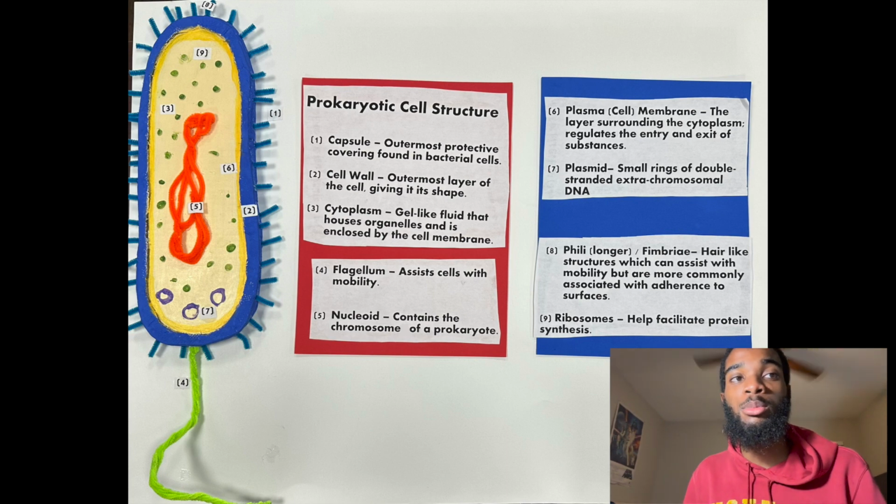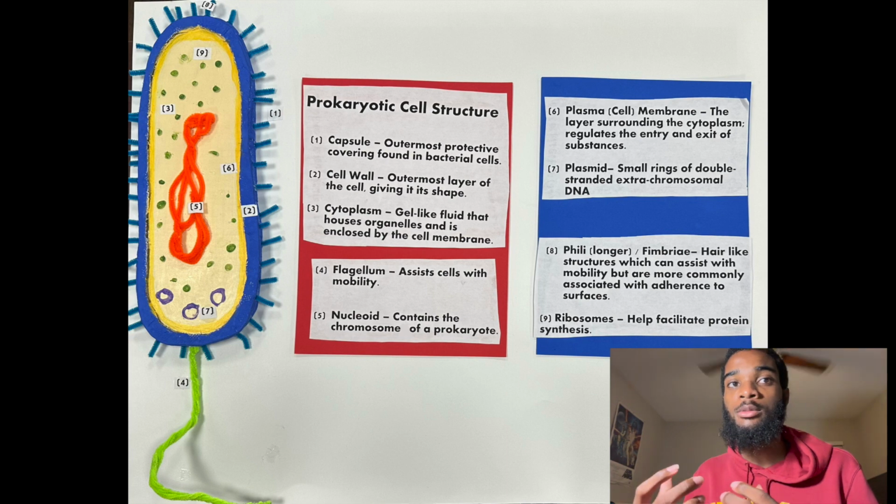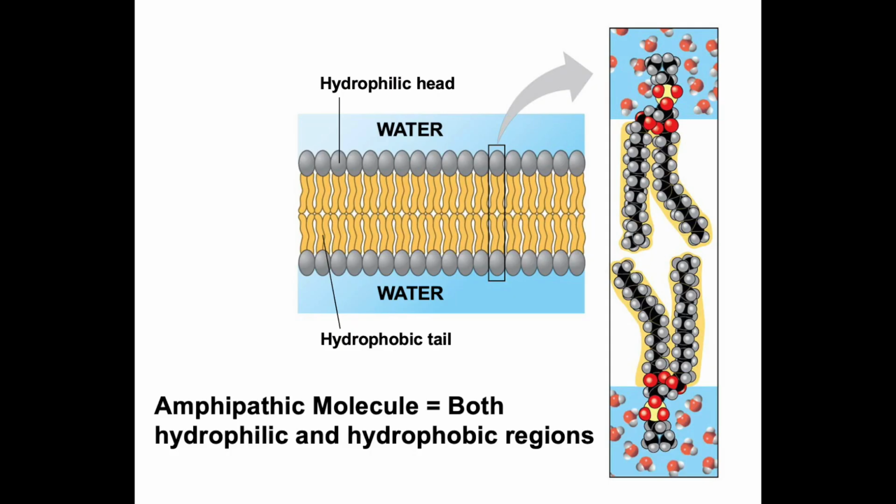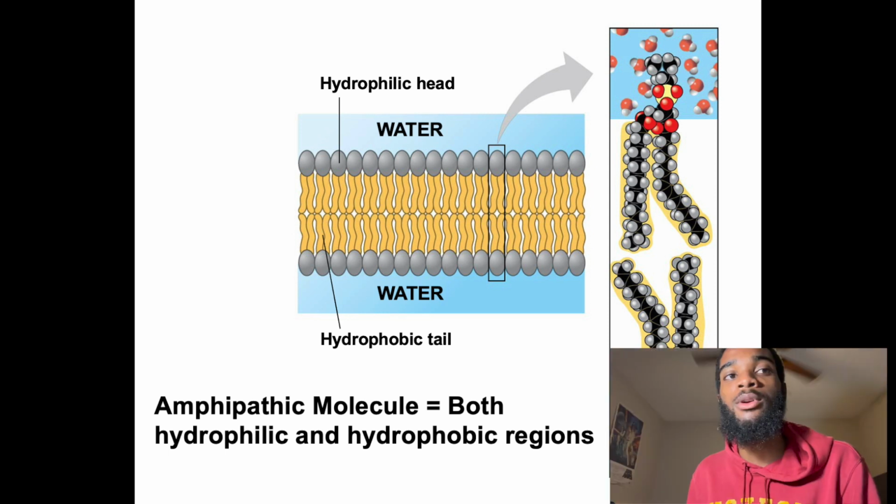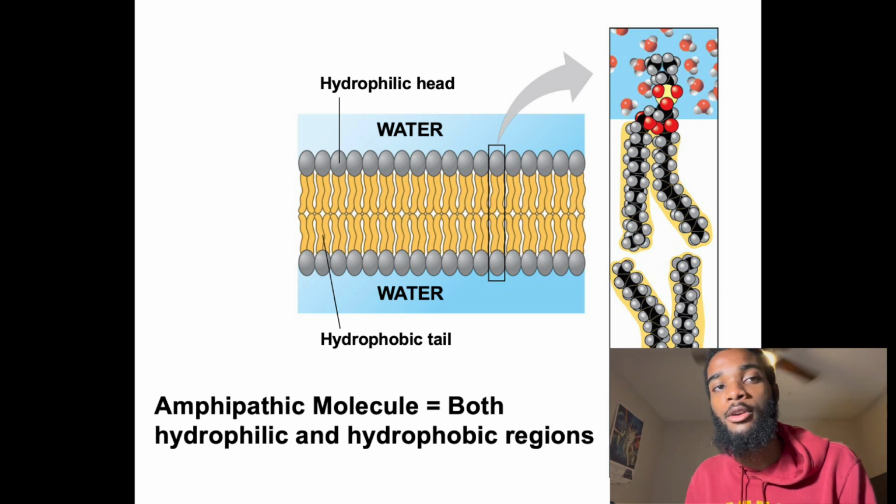Finally, I'll be talking about the plasma cell membrane. It's the layer surrounding the cytoplasm that regulates the entry and exit of substances. So just like eukaryotic cells, this plasma membrane consists of an amphipathic phospholipid bilayer with hydrophilic heads of the phospholipids facing outwards towards the water, hydrophilic meaning water-loving, and hydrophobic tails of the phospholipids facing inwards, hydrophobic meaning water-fearing.